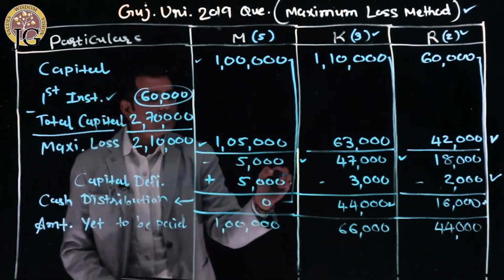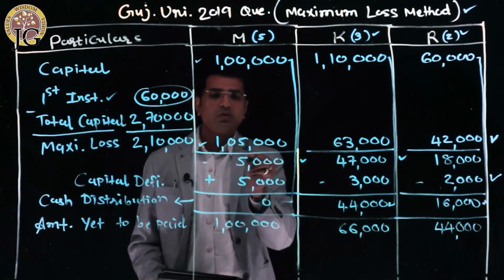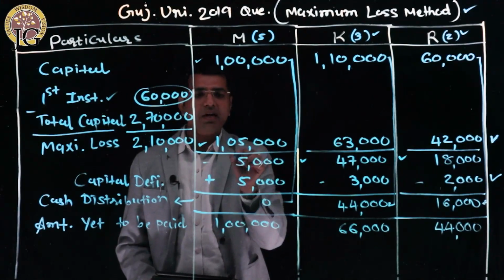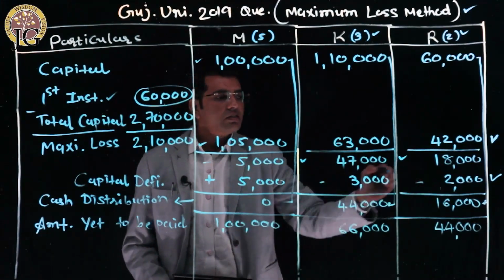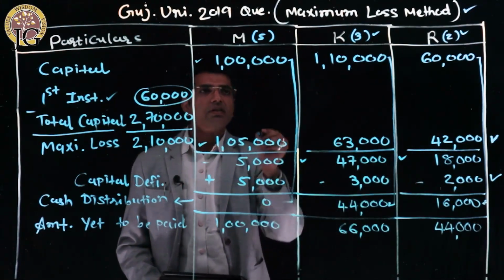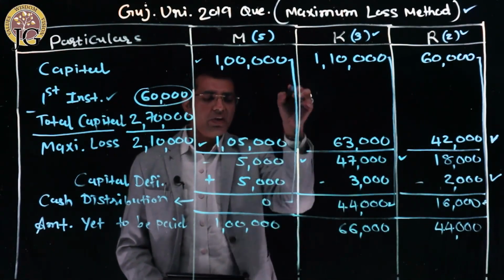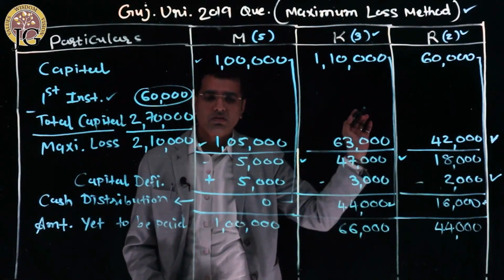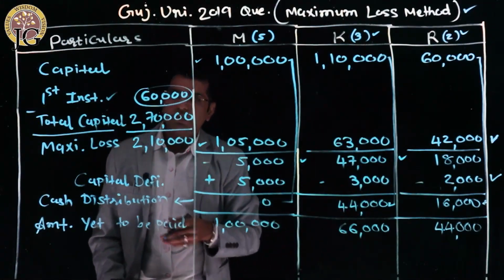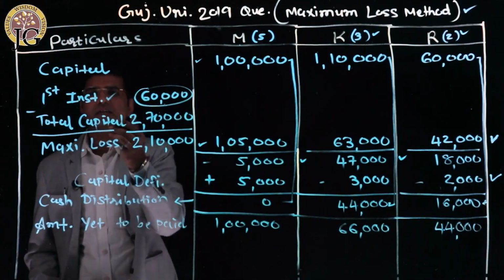Capital deficiency is distributed among the other positive partners. सो यहाँ पे बैलेंस ज्यादा था M का, इसलिए मैं ये कैपिटल डेफिशिएंसी जो आया था 5,000 का, that is distributed among the positive partners. That's why M will get nothing, K will get 44,000 and R will get 16,000. Right? Understood? Now let's start with the second installment.